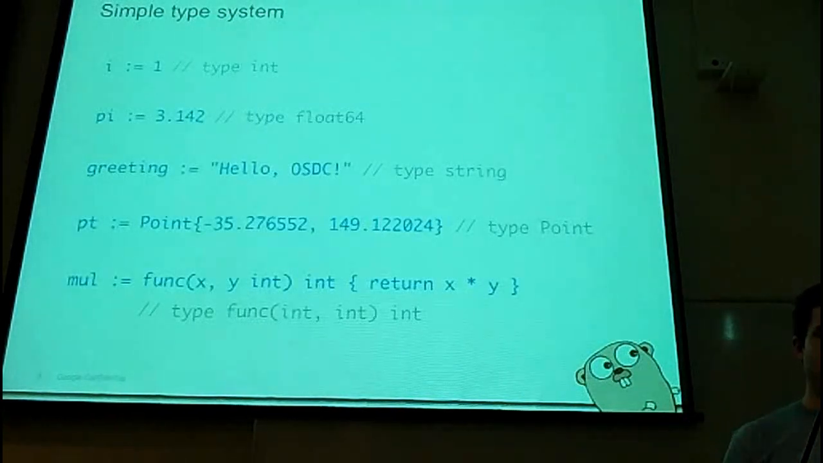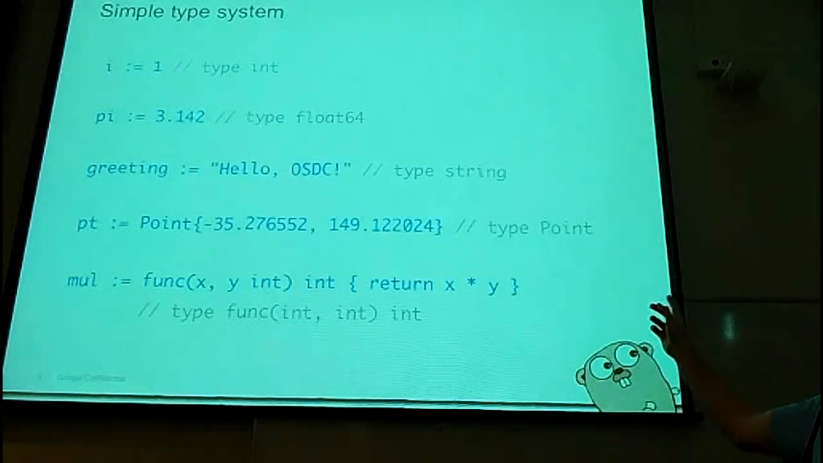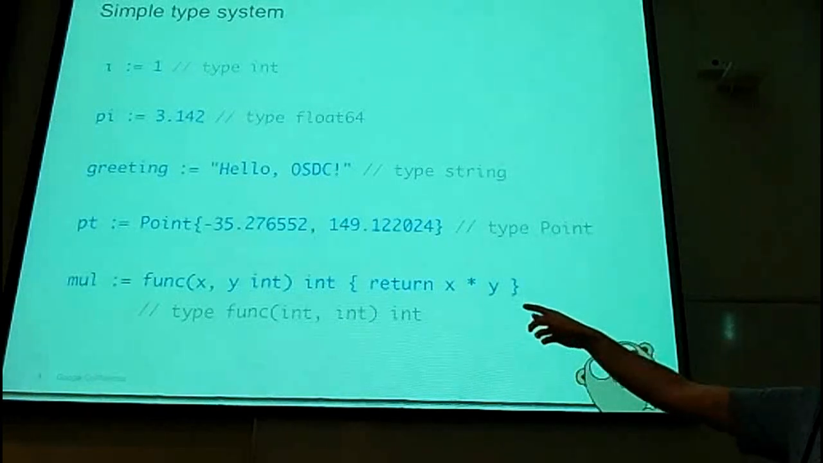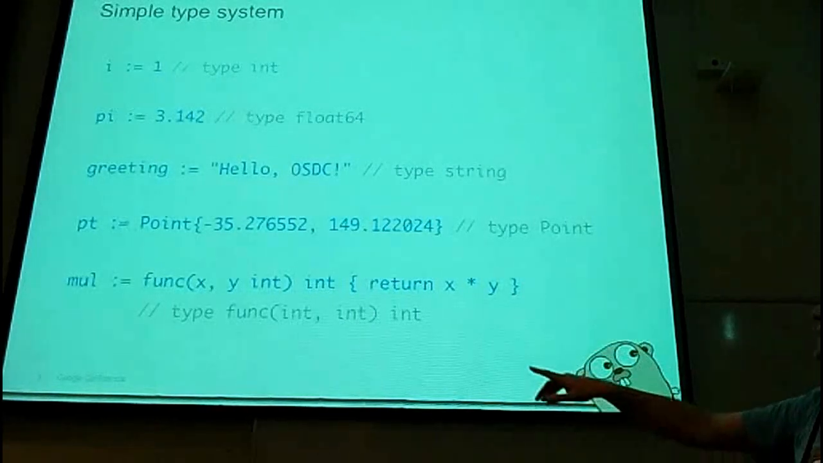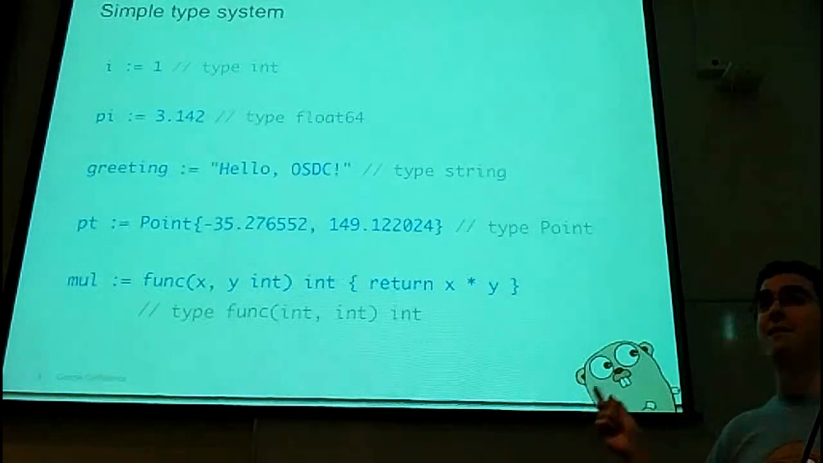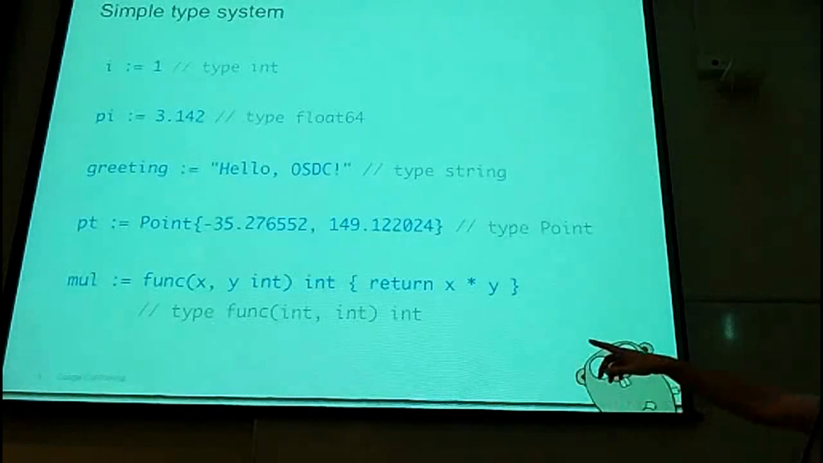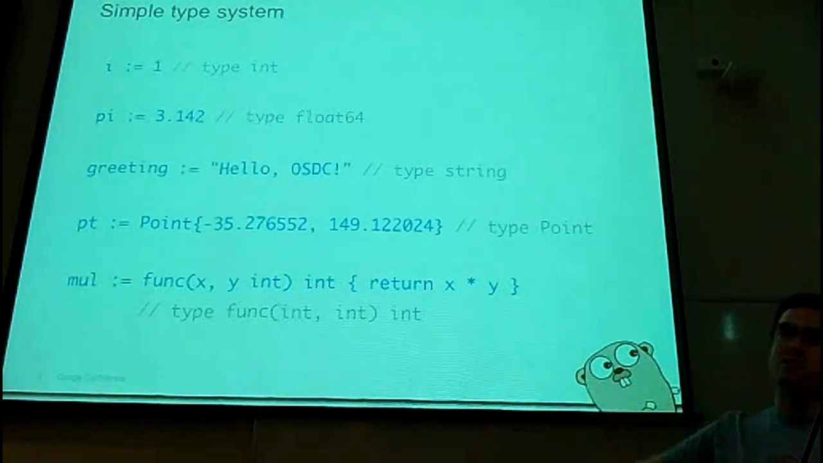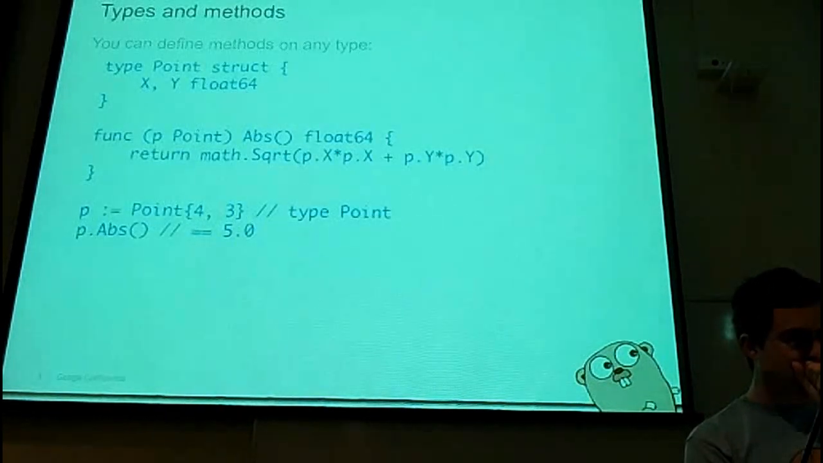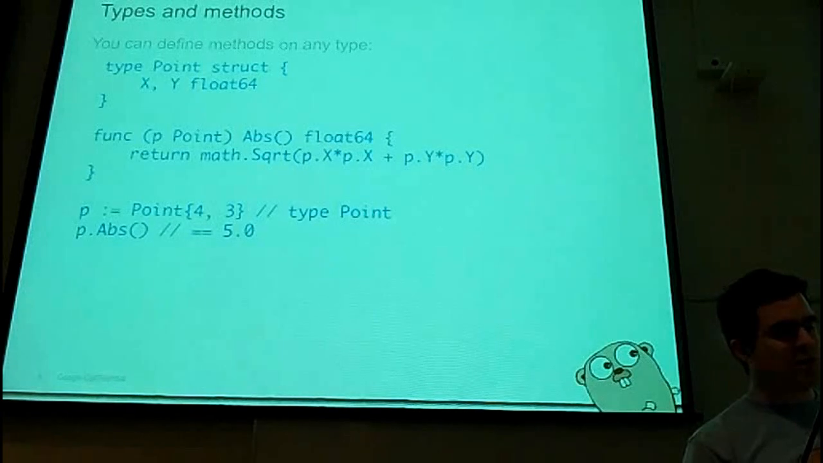And this extends all the way through to more complex types. So examples: ints, floats, strings, point. This is a user-defined type. So it has this variable pt which is of type point. And finally, mul is a function that will multiply its arguments and return an integer. And so that will have a function type. And it would be a pain to type out that function type signature every time you wanted to use a type of this kind.